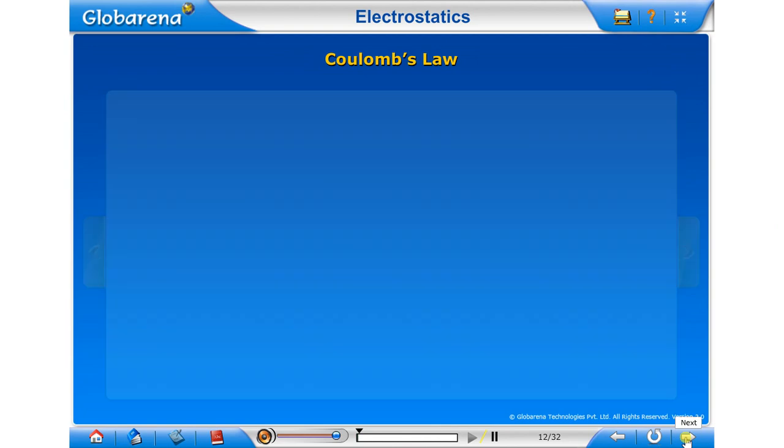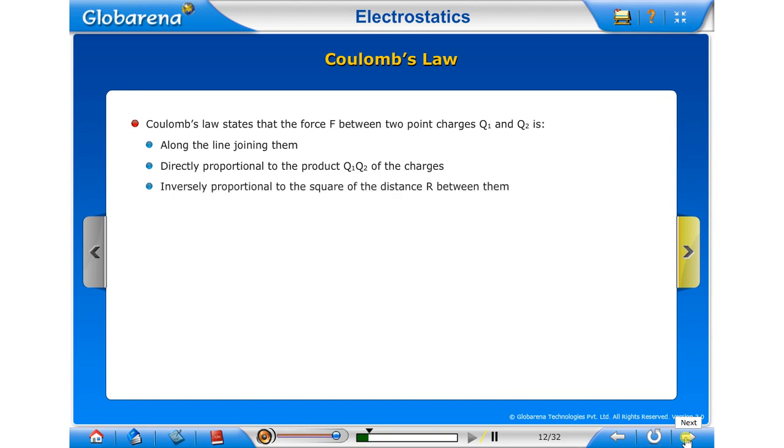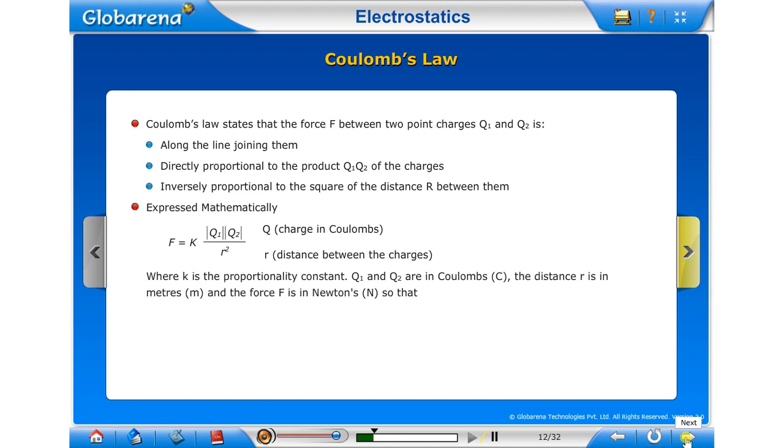Coulomb's law. Coulomb's law states that the force F between two point charges Q1 and Q2 is along the line joining them, directly proportional to the product Q1 Q2 of the charges, and inversely proportional to the square of the distance r between them, expressed mathematically. Q is charge in coulombs, r is the distance between the charges, where k is the proportionality constant.